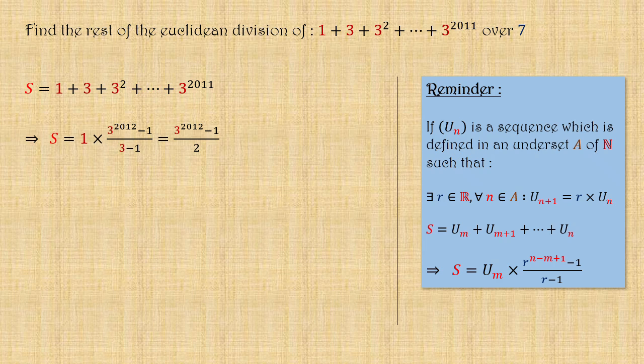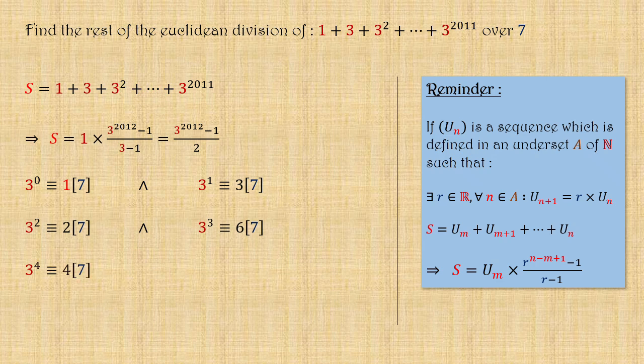Let's keep this in mind and determine the rests of the Euclidean division of 3 to the power of n over 7. So, we have 3 to the power of 0, which equals 1, is congruent to 1 modulo 7. As for 3 to the power of 1, it is congruent to 3 modulo 7. Then, 3 to the power of 2, which equals 9, is congruent to 2 modulo 7. After this, we have 3 to the power of 3, which equals 27, is congruent to 6 modulo 7. Then, 3 to the power of 4, which equals 81, is congruent to 4 modulo 7.